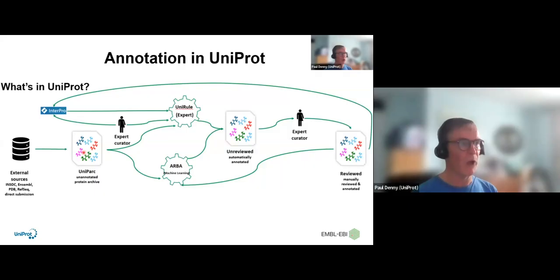The initial database called UniParc, which consists of a non-redundant set of sequences. These at this point are not annotated. And then they enter a couple of different automatic annotation pipelines, shown here as UniRule and Arba. They go through a process whereby a subset of those sequences are taken up by expert curators, and then based on data from the literature, they are reviewed and updated and returned into the wider UniProt database or knowledge base.